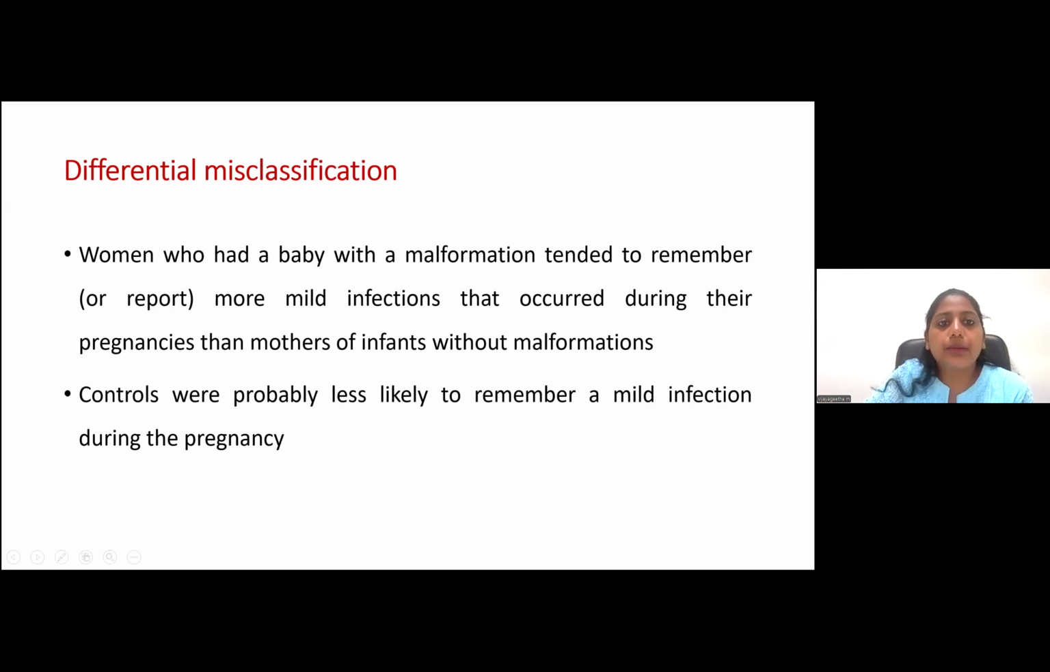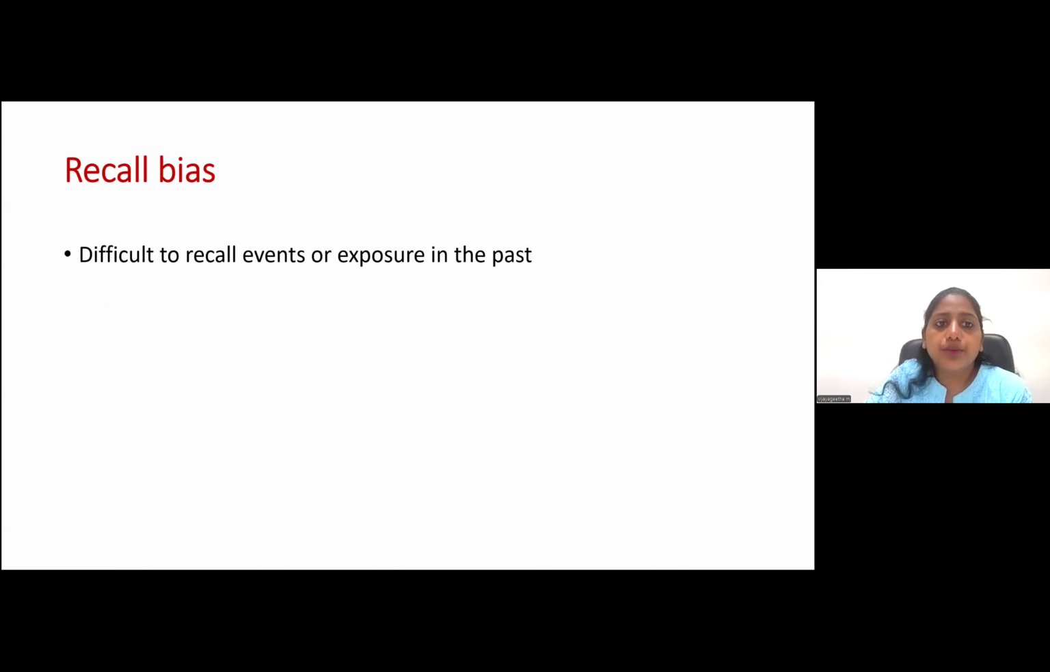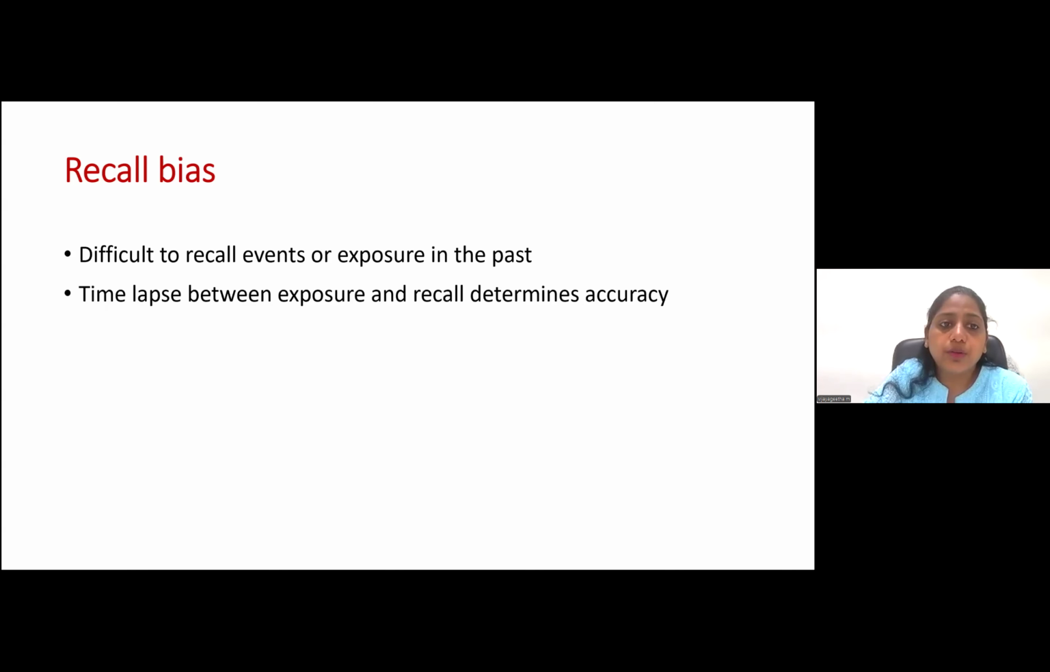Here we have an example of differential misclassification. Women who had a baby with a malformation tended to remember more mild infections that occurred during the pregnancy than mothers of infants without malformations, who were probably less likely to remember a mild infection during pregnancy. What we call recall bias is basically a subtype of differential misclassification bias as well. It may be difficult to recall events or exposures in the past for those who have not had an outcome of interest as compared to those who have had an outcome of interest.